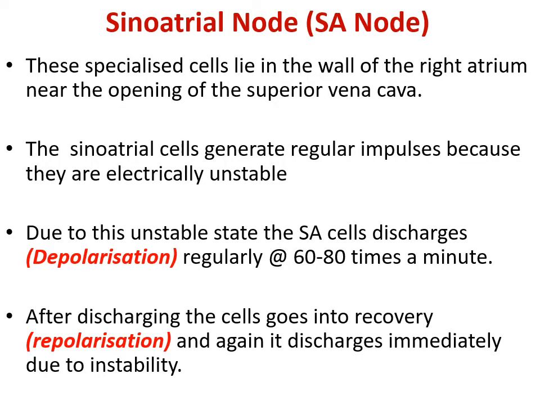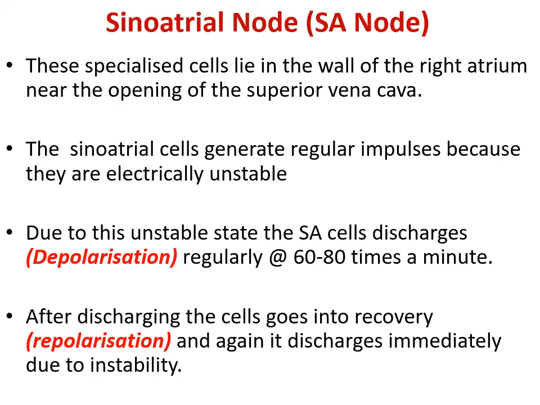The first neuromuscular cell in the heart is the sinoatrial node. These specialized cells lie in the wall of the right atrium near the opening of the superior vena cava. If you want to locate the SA node, it is in the wall of the right atrium near the opening of the superior vena cava. The sinoatrial cells generate regular impulses because they are electrically unstable. So the main place from where the heartbeat starts is the sinoatrial node. It has what? Unstable electrical impulses.